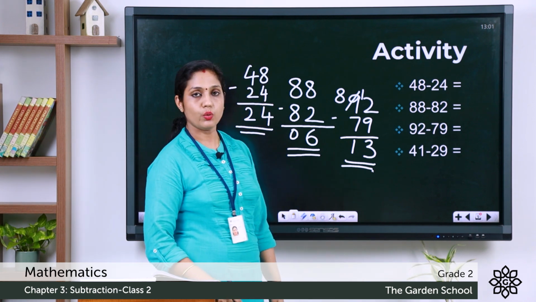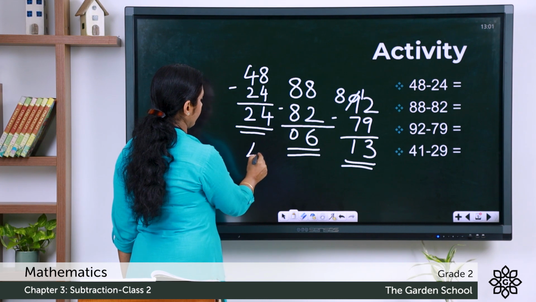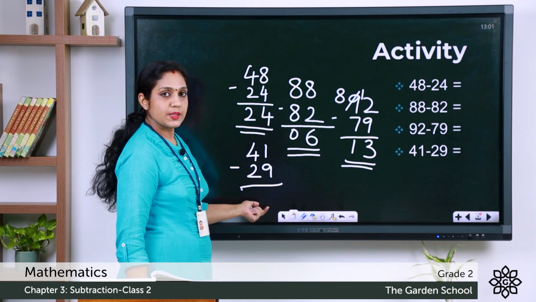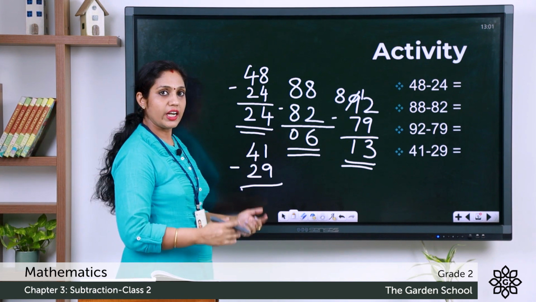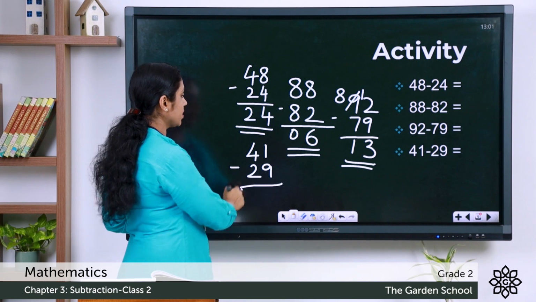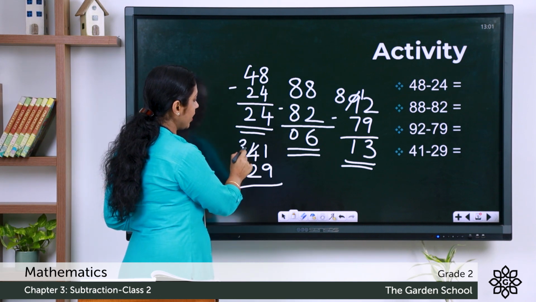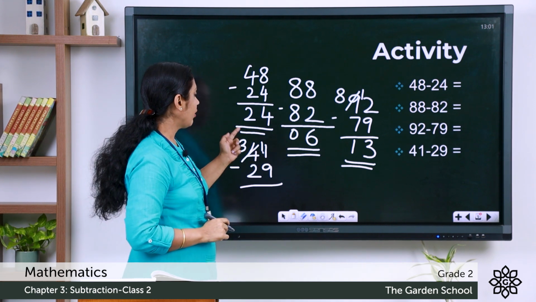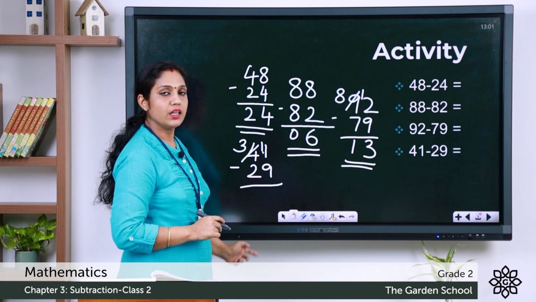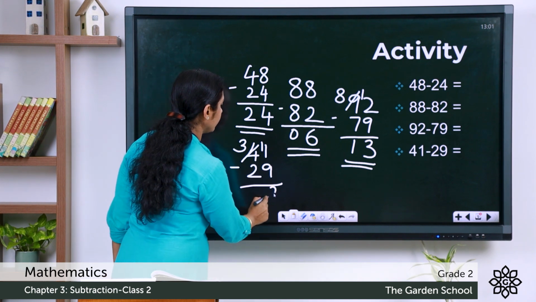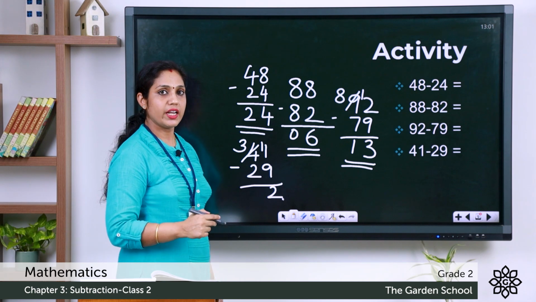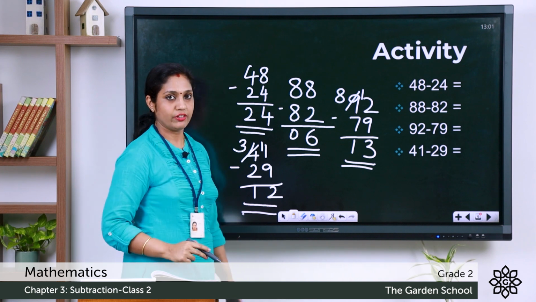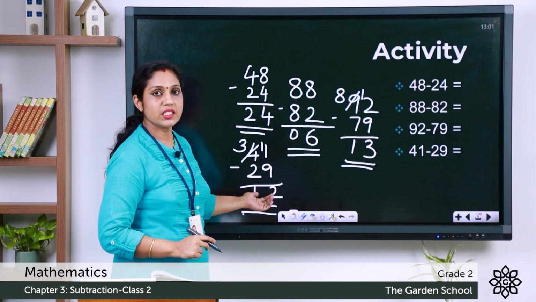Next one we have 41 minus 29. Here in the ones place, 9 is greater than 1. We are not able to subtract. We are moving on to the tens place. We subtract from 4 and write 3 here, 1 here, and this number becomes 11. Now we have to subtract 11 minus 9. Answer is 2. In the tens place, we have 3 minus 2, and that is 1. So we get 12. So 41 minus 29 is 12.